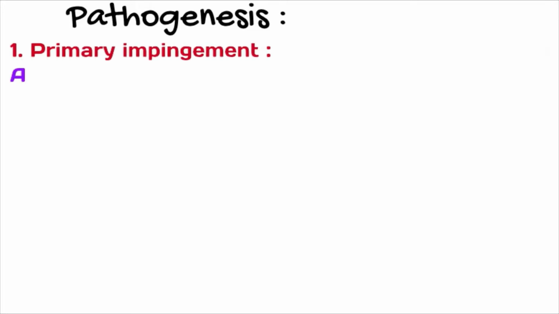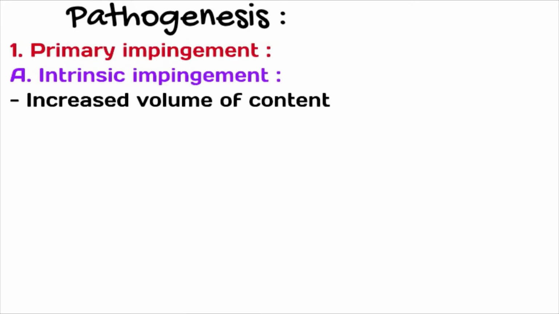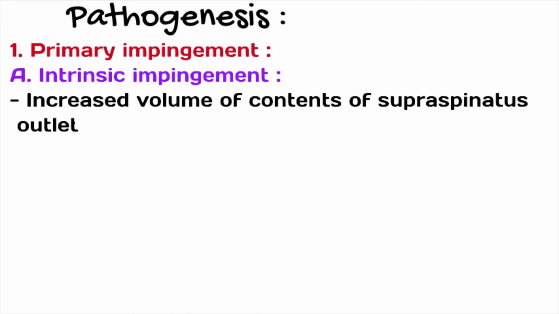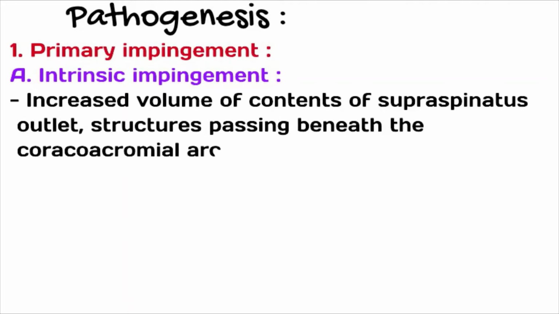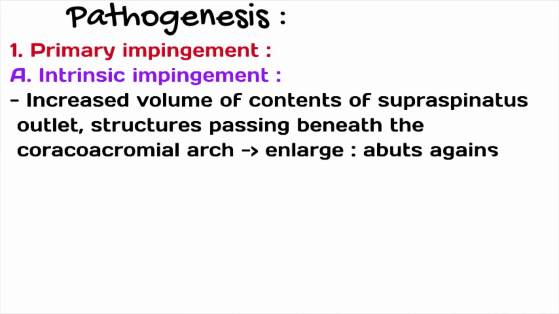Pathogenesis of painful arch syndrome can be divided into 1. Primary impingement, 2. Secondary impingement, 3. Subcoracoid impingement, and 4. Internal impingement. Primary impingement can be further divided into A. Intrinsic impingement and B. Extrinsic impingement.